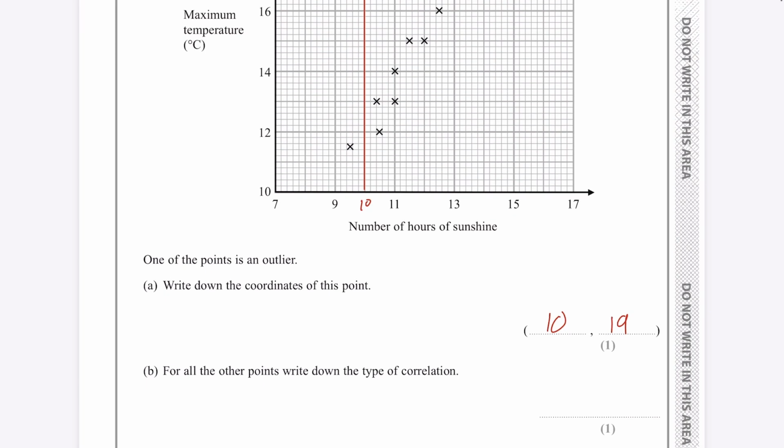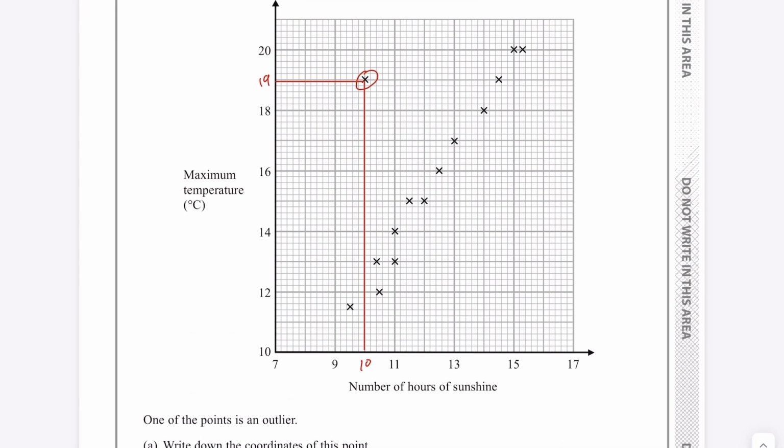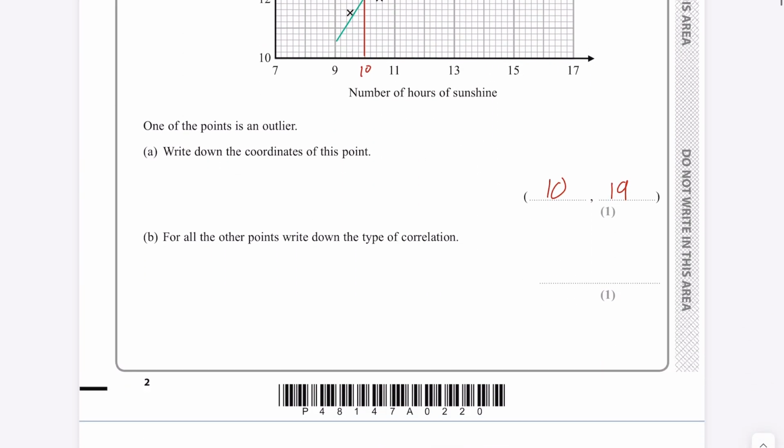For all the other points, write down the type of correlation. So you can see all the other points, you can draw a line of best fit through them, so that's a line that goes through as many points as possible. So you can see it's a positive correlation.